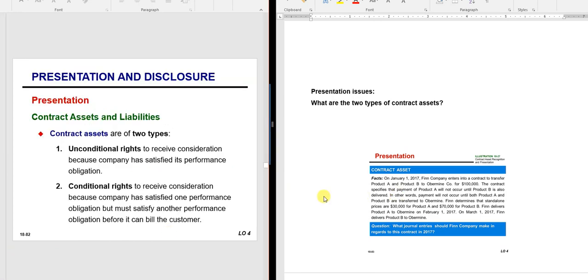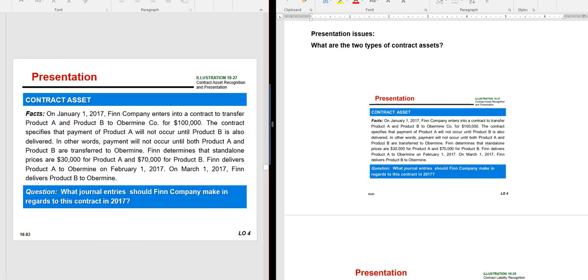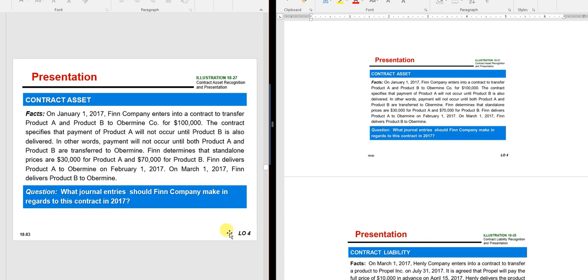Okay, so contract assets. Contract assets are unconditional rights to receive consideration because the company has satisfied its performance obligation, or conditional rights to receive consideration because it has satisfied one performance obligation but must satisfy another performance obligation before it can bill the customer. So that's kind of a little bit out there and confusing. You can see that you can write accounting rules to be kind of confusing. But let's give an example.